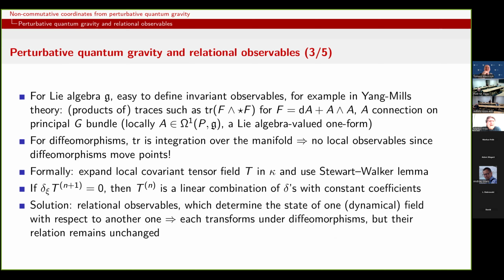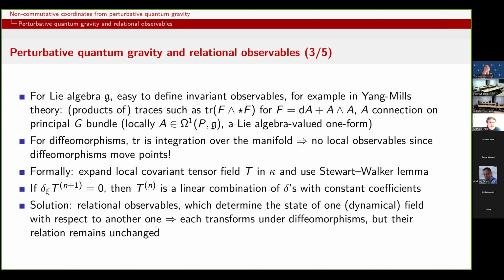Okay, very good. So now, if you go by analogy, so I'm not calling it gauge theory, but by analogy, the analog of a trace would be integration over the manifold. But that would mean that there are no local observables, because, well, that's a very naive way to put it, diffeomorphisms move points, so nothing local can be invariant.